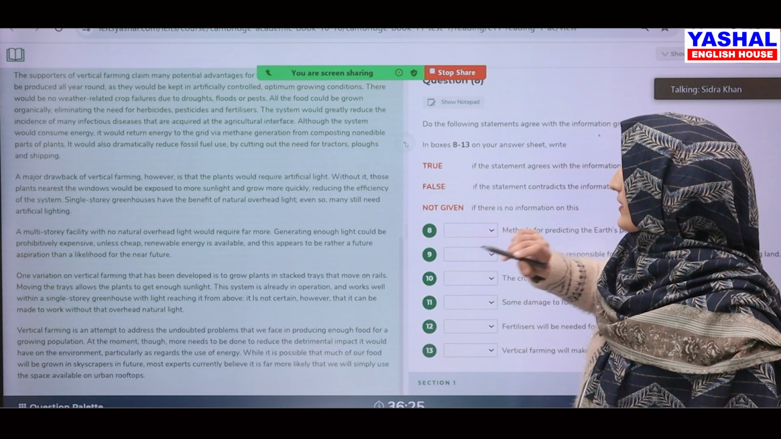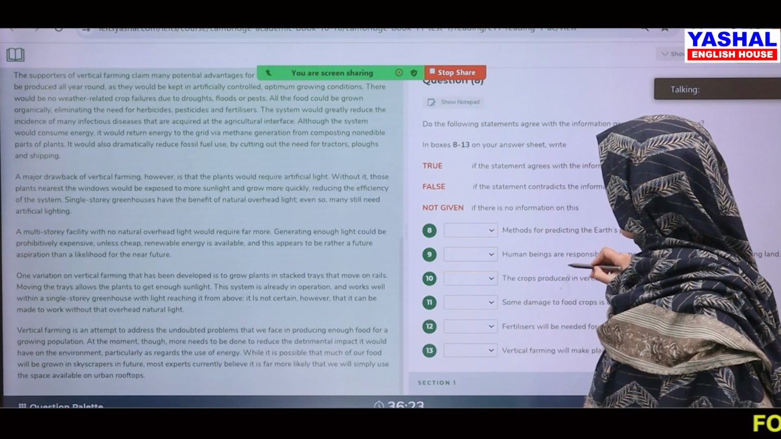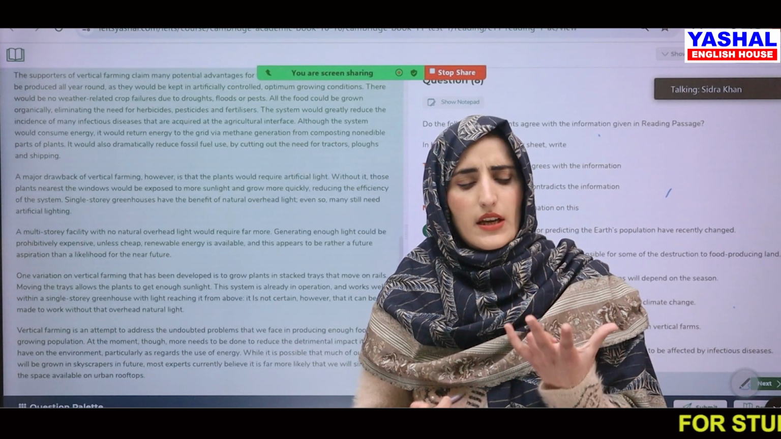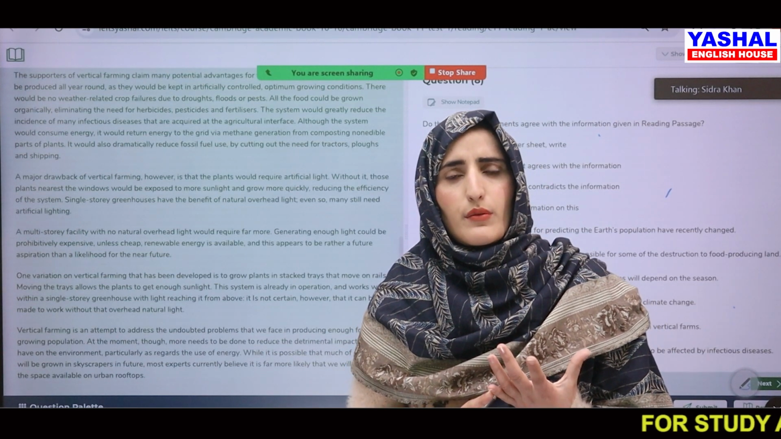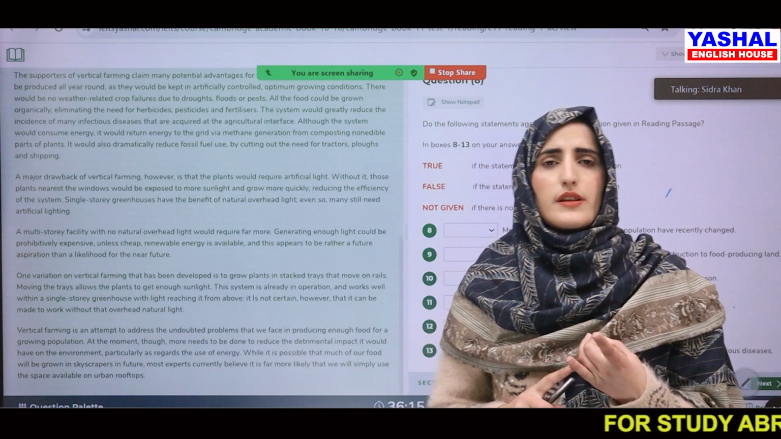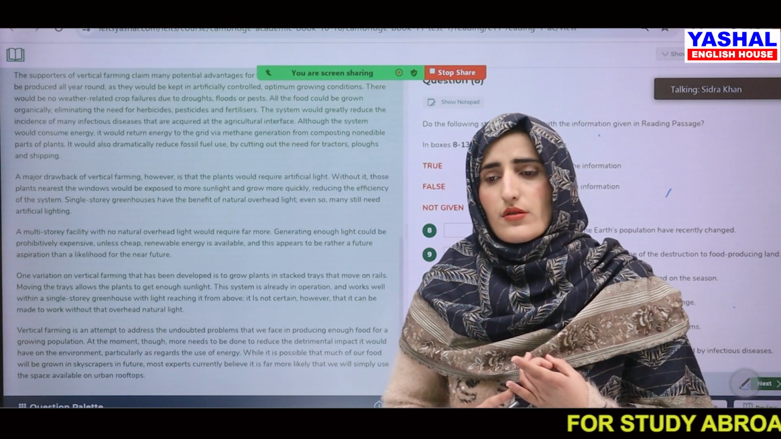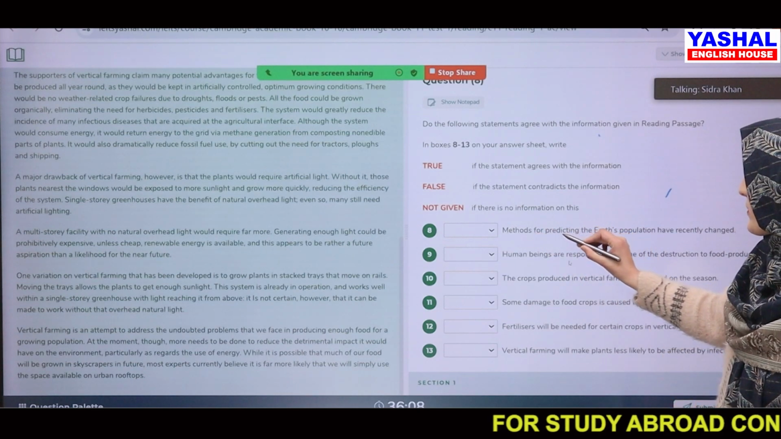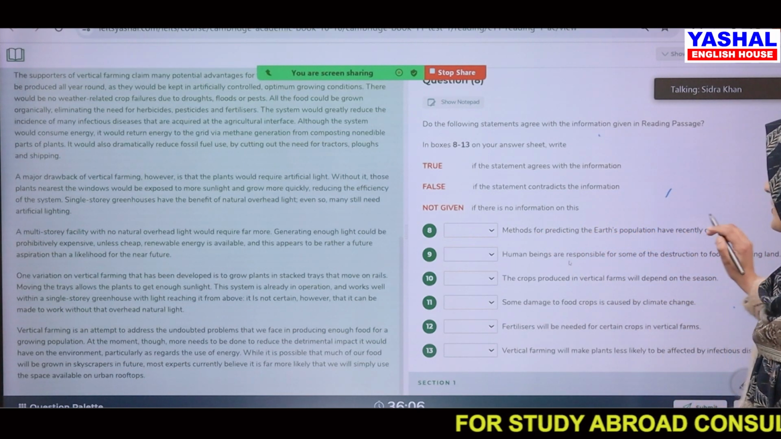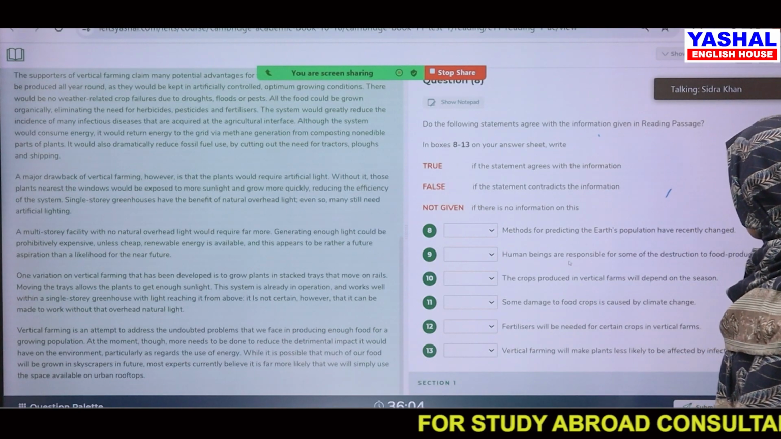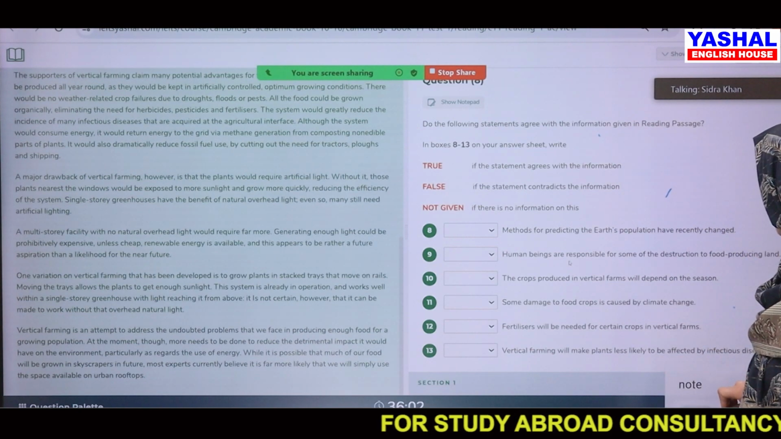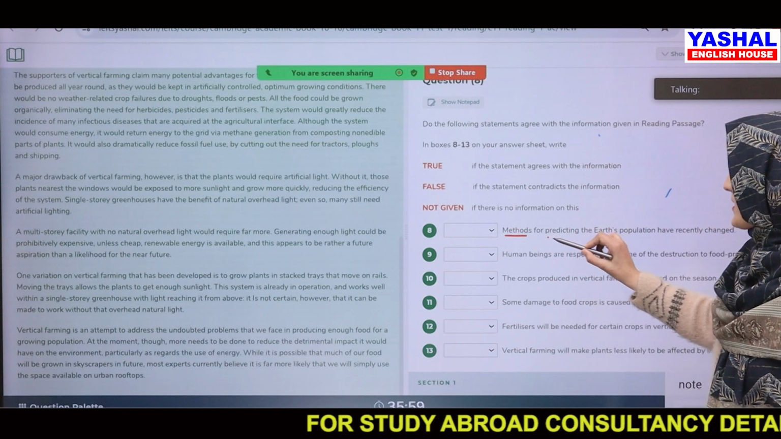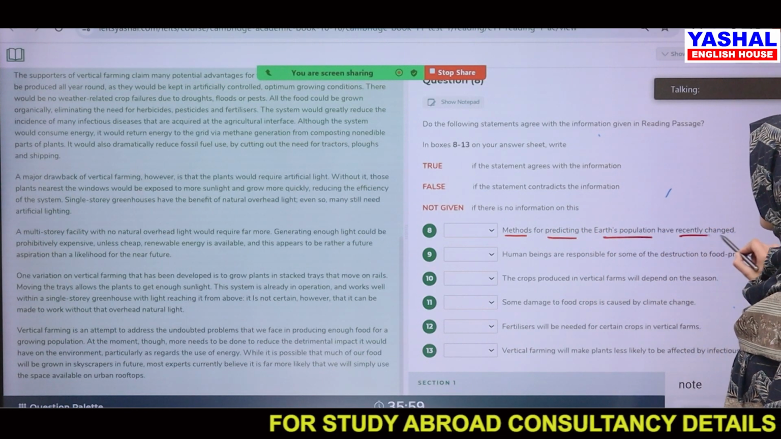अब true, false, not given कैसे करते हैं? In IELTS reading, you will be given, I think most of the time, it can be two types of question. One is true, false, not given, and the other one is yes, no, or not given. So true, false, not given mean, for example, we have a statement, methods for predicting the Earth's population have recently changed. This is your statement.